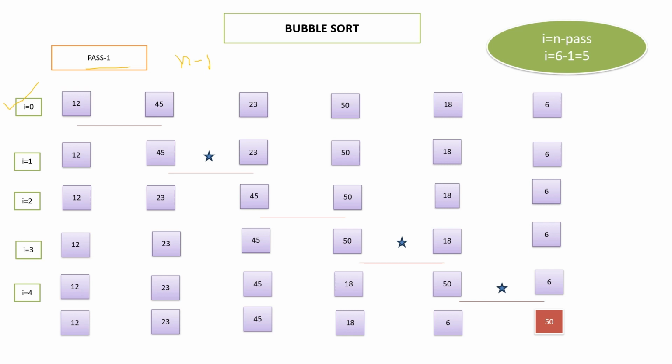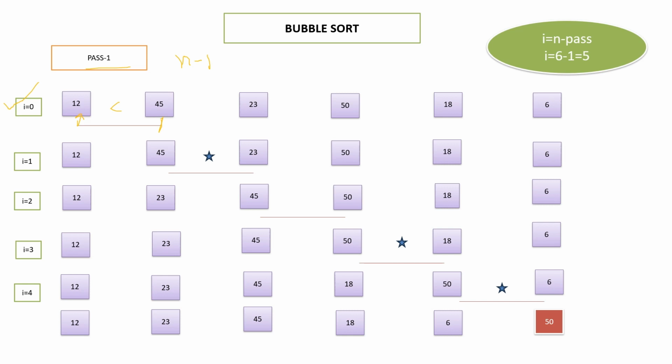If i is equal to 0, then we are pointing to the zeroth index element in our array, and we need to compare the ith element with the i plus 1 element. Here 12 and 45 are the elements which need to be compared. If the ith element is greater than the i plus 1 element, we need to swap these elements, but here the ith element is smaller than the i plus 1 element.